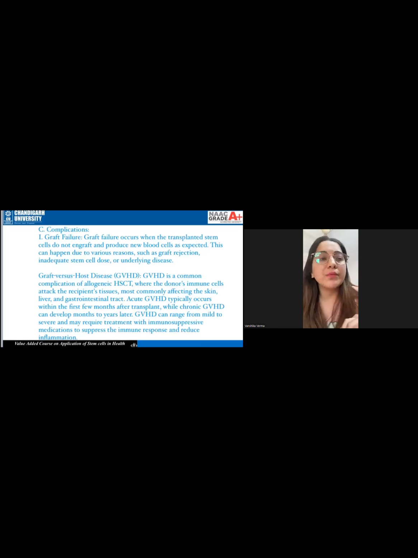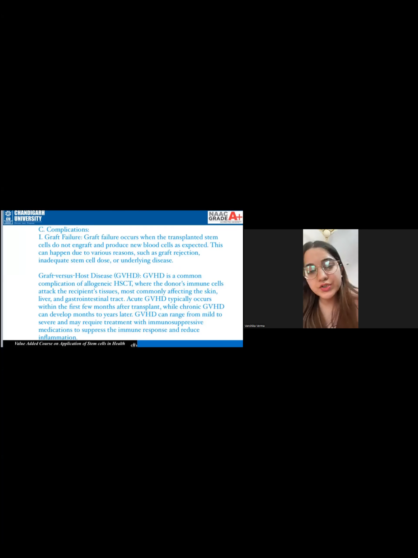Now, what could be the complications? I told you in the starting that there can be complications after donating. So these are the complications, that is graft failure. Graft failure occurs when the transplanted stem cells do not engraft and produce new blood cells as expected. So this could happen in various conditions.